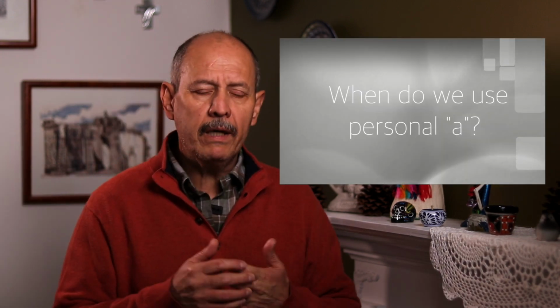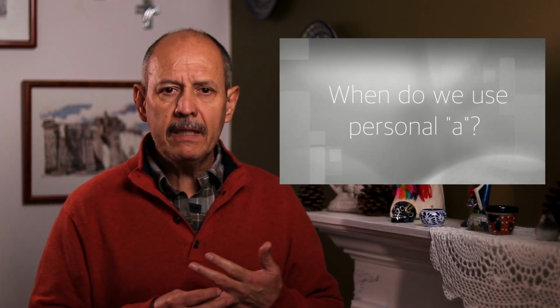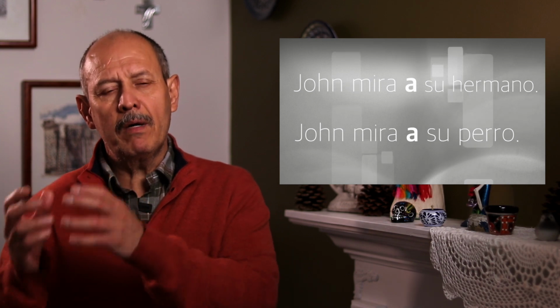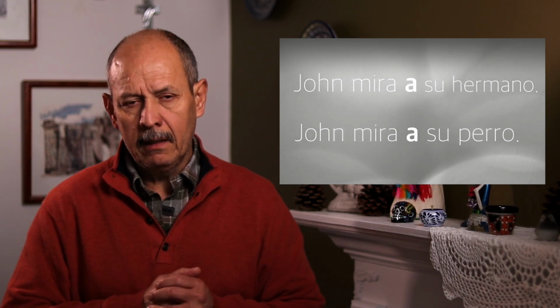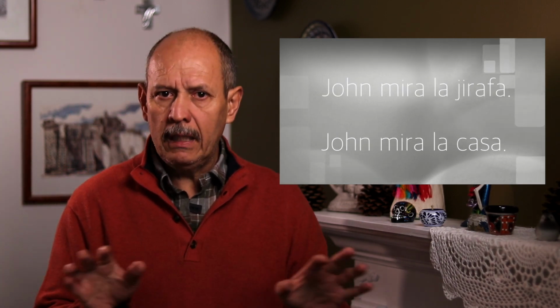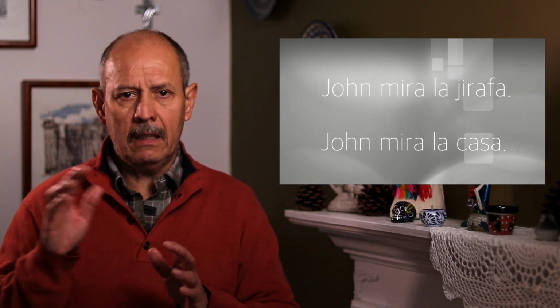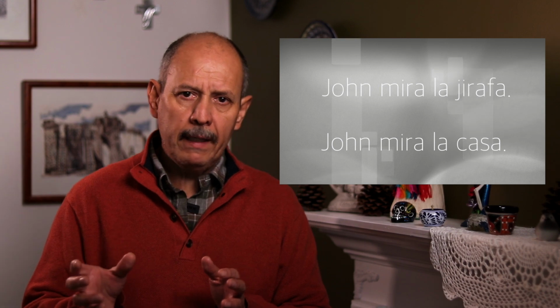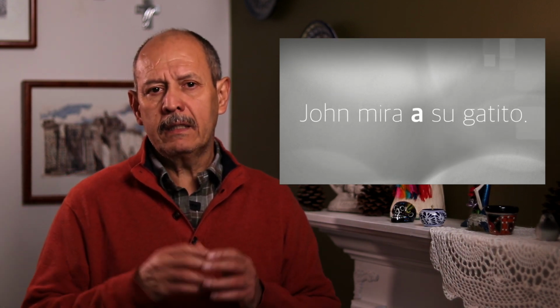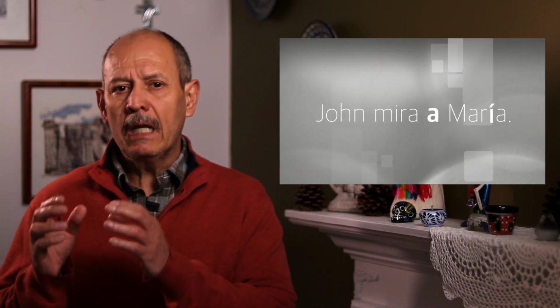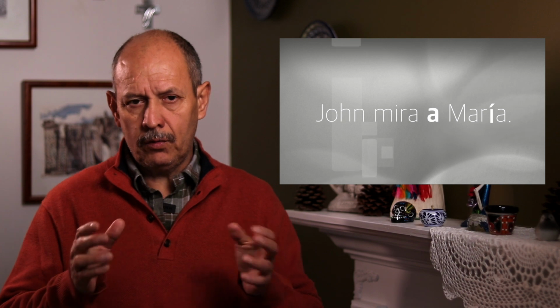Now, when do we have the personal a? We have the personal a when that direct object is a human being or a pet. Only a pet, not general animals. If it's a general animal, it will be exactly like an object. But if you have a pet, like a dog, that dog or that cat or that parrot or that iguana or whatever you have as a pet will be like a human being in the structure of the language.